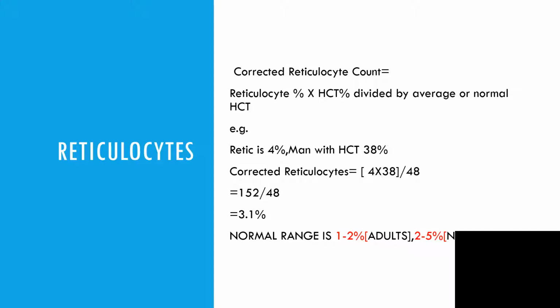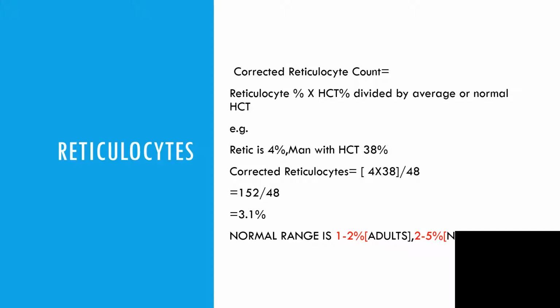So it's a simple mathematical procedure, but you need 3 items. You need to know the reticulocyte count, you need to know the hematocrit, and divide the multiplication of those two by the average normal level of hematocrit in that individual's gender and age. And I will give you an example here. I've taken the sample of my patient. The value of reticulocyte is about 4%, and this is a middle-aged man with his own hematocrit at 38%.